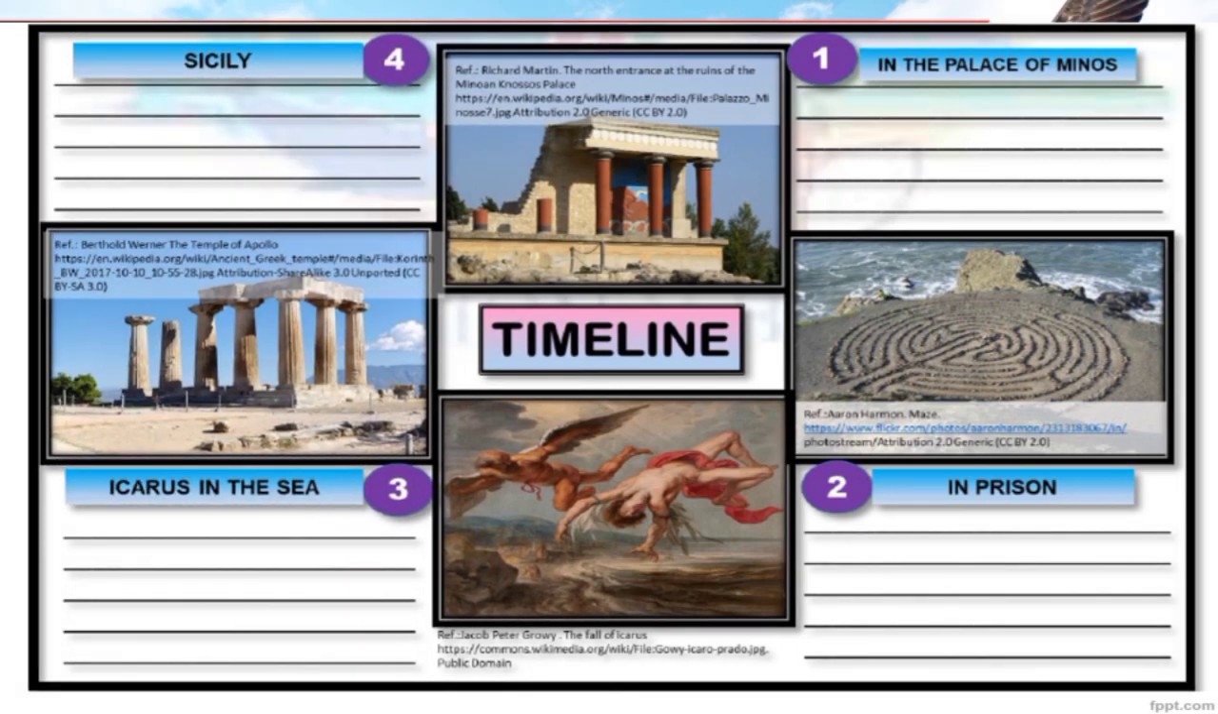This time, work on the concept map below. Tell us what happened in each of the following places. Through this, we'll easily recall the important happenings in each of the significant places in the story. We have number 1, the Palace of Minos. Number 2, in prison. Number 3, Icarus in the sea. And number 4, Sicily.